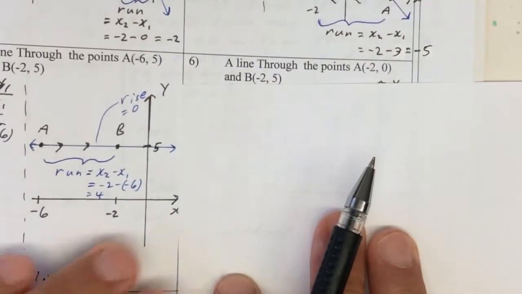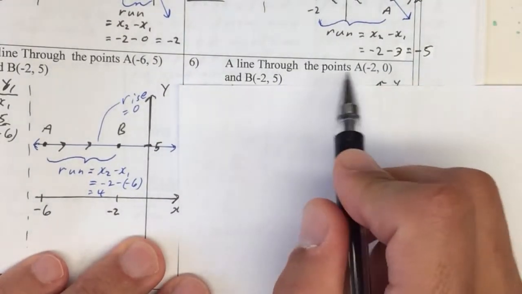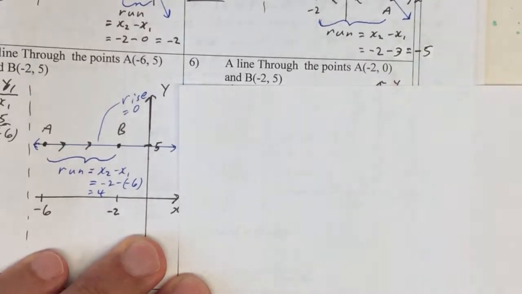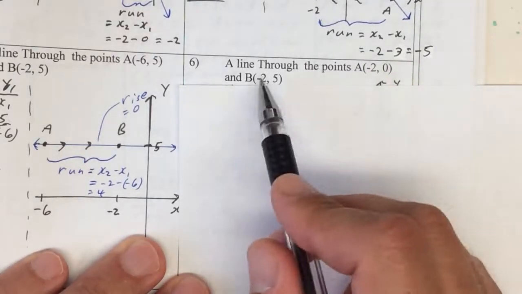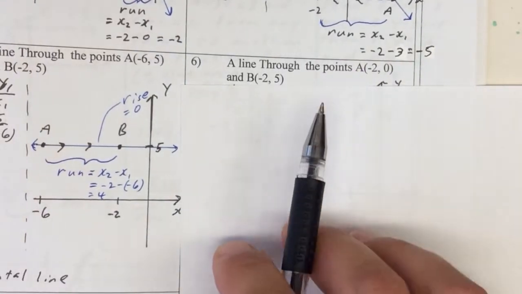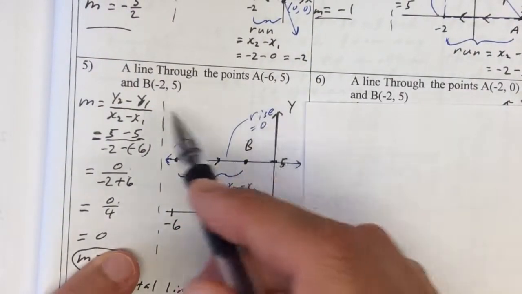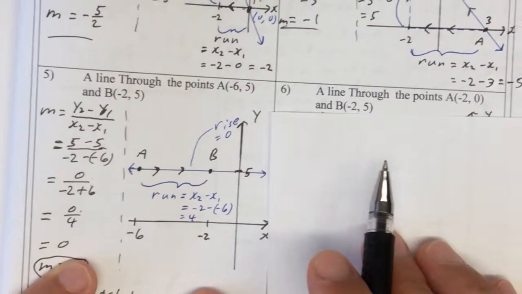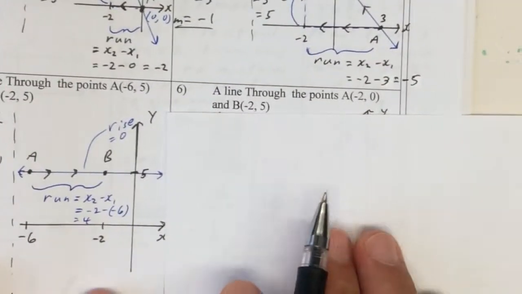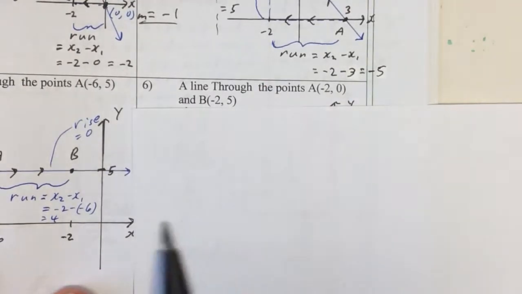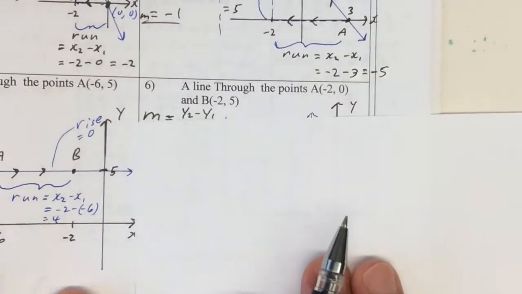And this next one is a line through the points negative 2, 0 and negative 2, 5. In this case, the x coordinates are the same. In the last case, the y coordinates were the same, and it's a horizontal line. It didn't go up or down. The x coordinates are the same, which means it's going to be a vertical line. It doesn't go across. It's going to have an infinite slope.